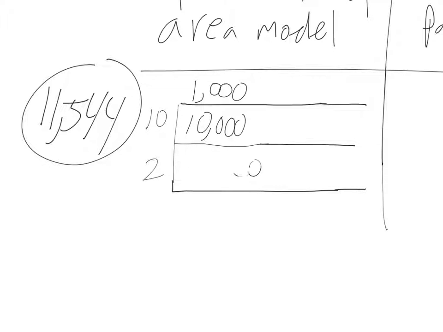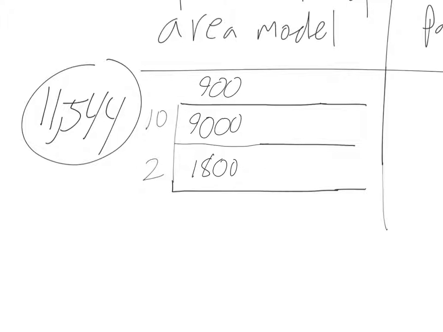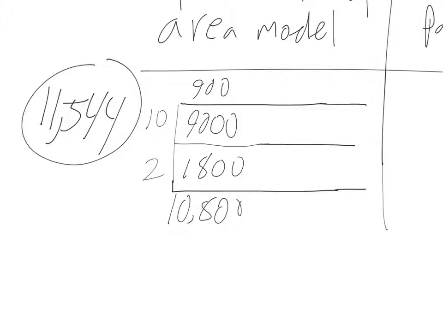Then we have to go back and rethink. That would be too big. But say I think, oh, well, the 10 was too big, so maybe it goes in 900 times, so that would be 9,000, and then 900 times 2 is 1,800. Adding these two up, you get 10,800, and that's still lower than my ultimate dividend here, so I think I'm still good.